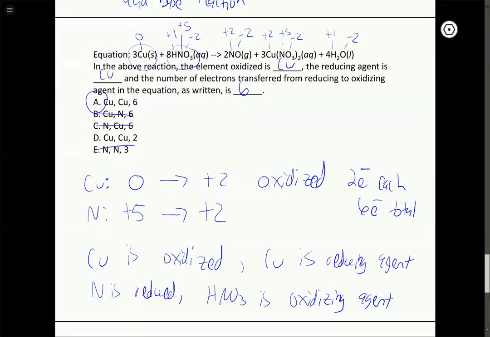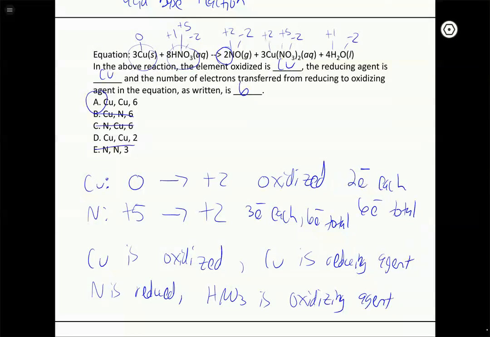Okay, so remember that when we balance redox reactions, each element is changing by a certain amount. So nitrogen, again, is changing by 3 electrons for each nitrogen, but it has a coefficient of 2 in front of NO, so there's a total of 2 of those, which means it's going to be 6 electrons total. And that's what this question was asking for, the total number of electrons being transferred during the oxidation reduction reaction. So the correct one for that is going to be choice A.